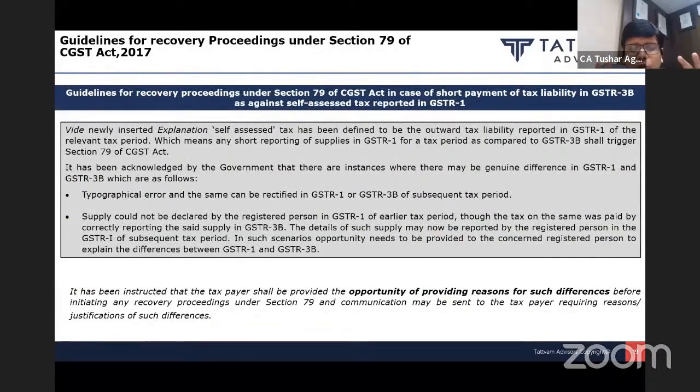Very, very dangerous provision given in the hands of the officers. And they can actually misuse this. There can be, in fact, genuine reasons for difference between GSTR 1 and 3B. For example, my supplies was 5 lakh rupees.